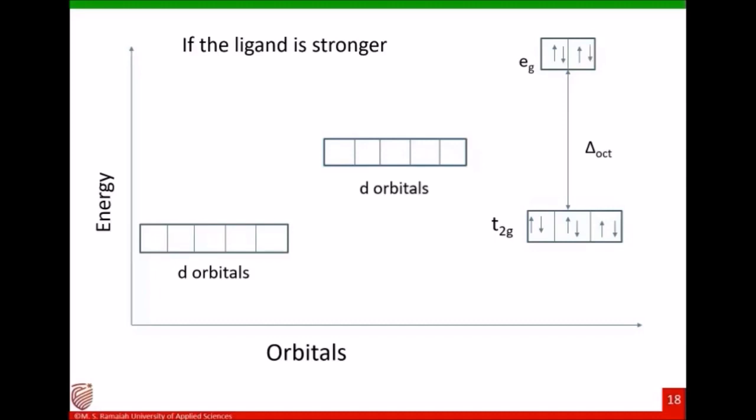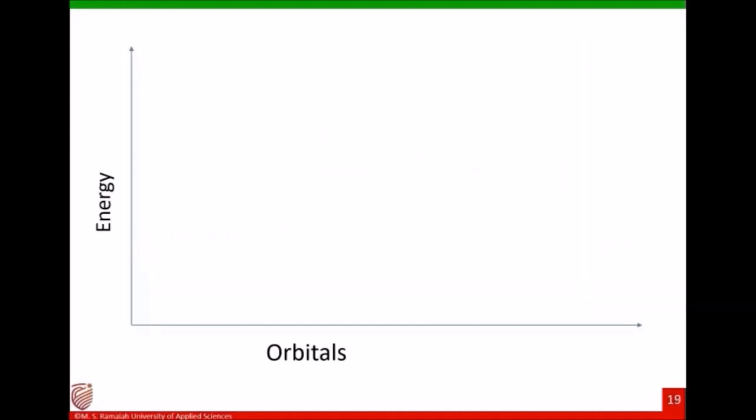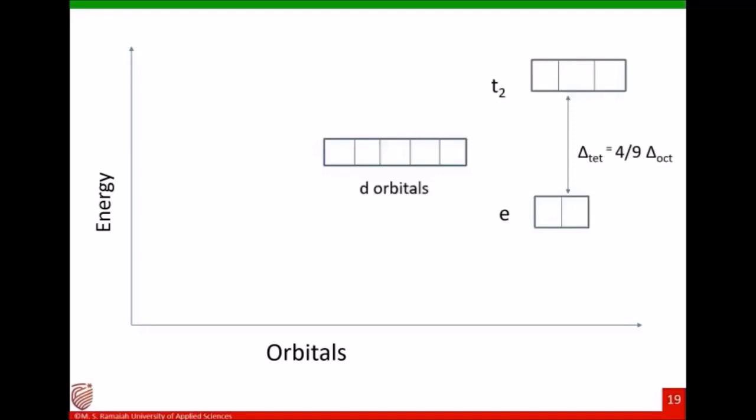Now we will see the case of tetrahedral complexes. Here only 4 ligands and they won't be approaching along the axis in the tetrahedral ligand field. So in this case, the splitting happens in the reverse way as that of octahedral complexes. Here T2 orbitals, important thing to note, not T2g, will have higher energy compared to E orbitals. And the energy difference, that is delta tetrahedral, will be only 4/9 of delta octahedral if both the metal atom and the ligands, same ligands, are involved.